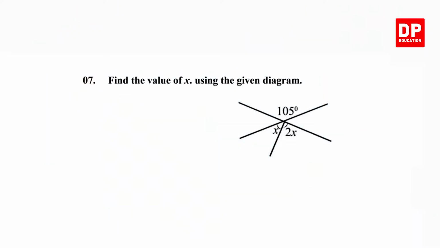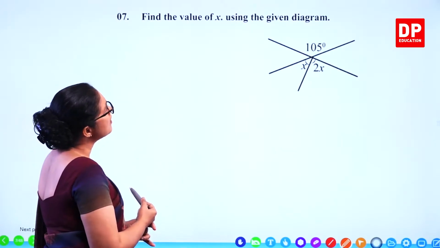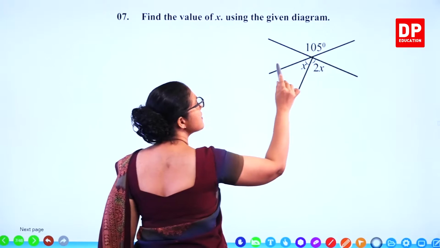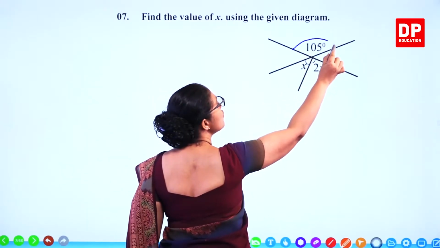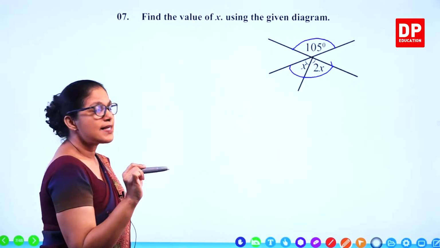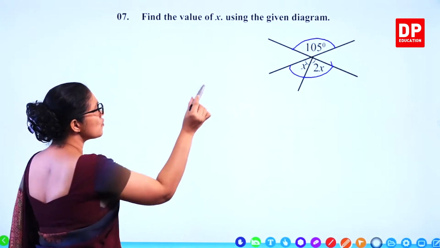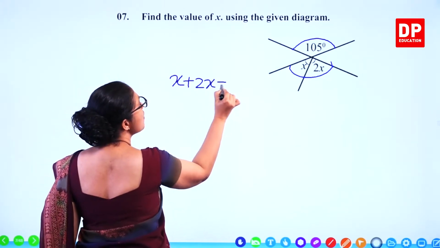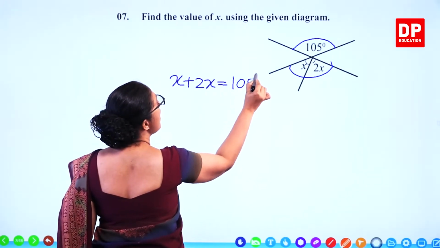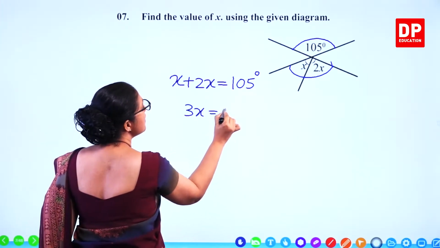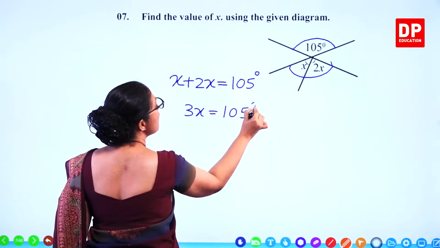Question number 7. Find the value of x using the given diagram. These 2 are straight lines. What can you say about this angle with this angle? Opposite angles are equal. So you can write x plus 2x is equal to 105. So x and 2x becomes 3x. 3x is equal to 105.